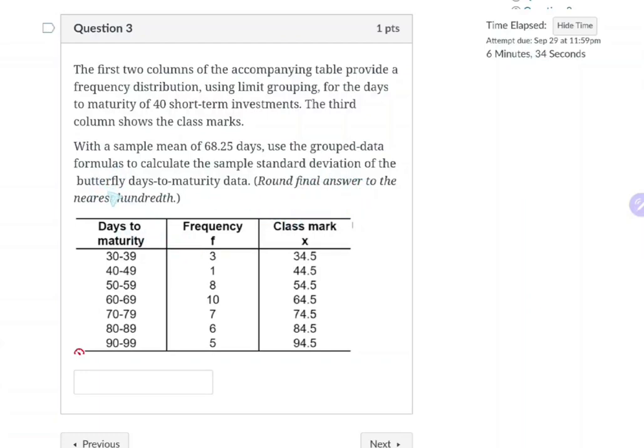There's something wrong with the verbiage here, but it's actually the investment days to maturity. So this is somehow a typo in the question.